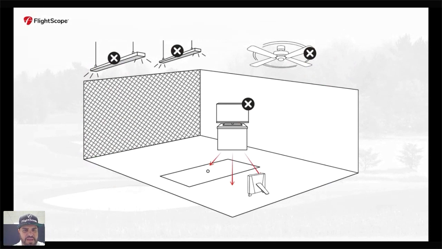So keep everything as clean as possible. No big fans or fluorescent lighting near the radar. And also metal objects. Your framing is going to be metal and things like that, we understand. We just don't want anything that is going to impact the radar signal.